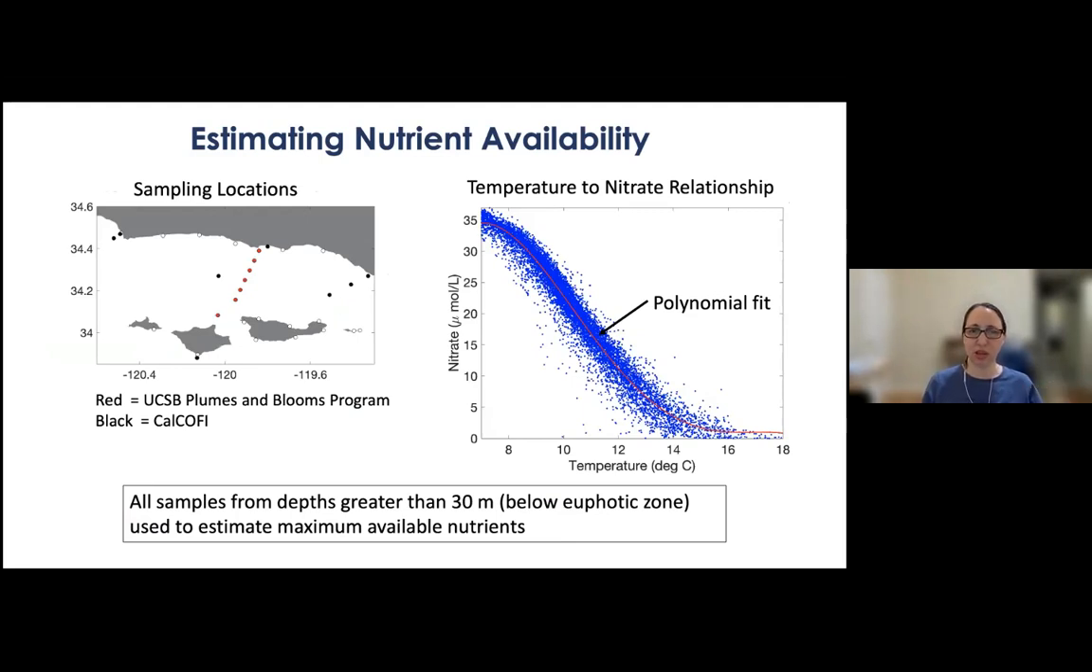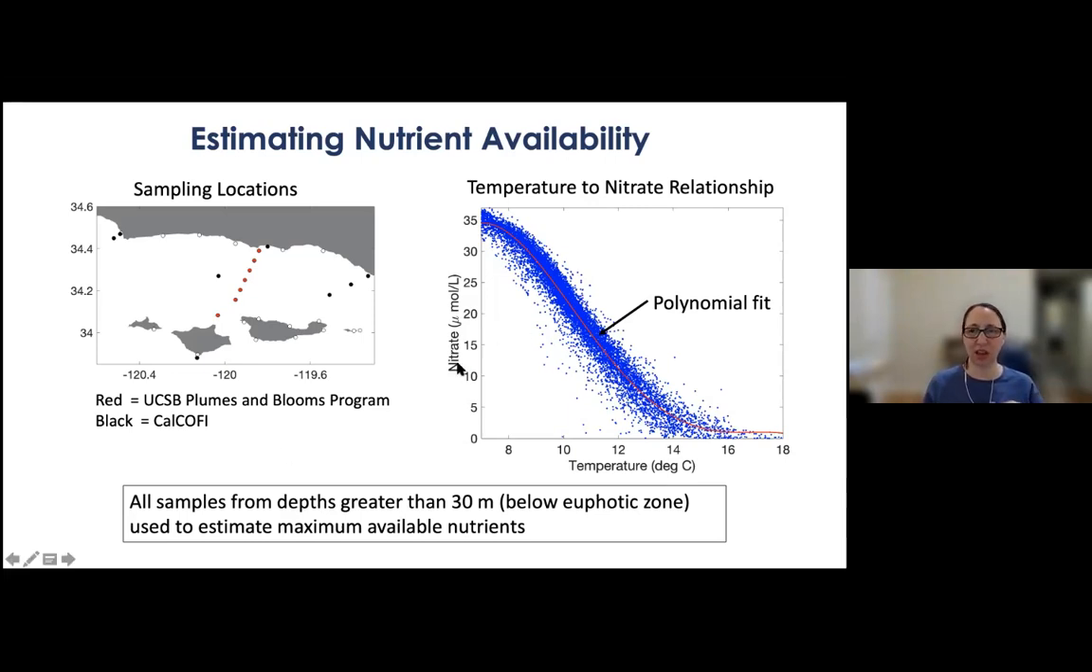So mostly using the Plumes and Blooms program data and some CalCOFI data, I was able to derive a relationship for samples that were greater than 30 meters. I wanted samples where nitrate wouldn't have been taken up by phytoplankton or other things. So we get a pretty good fit for nitrate, and actually these samples are nitrate plus nitrite, but I lump them together as nitrate.